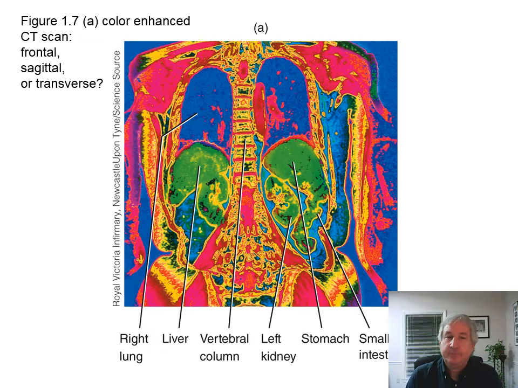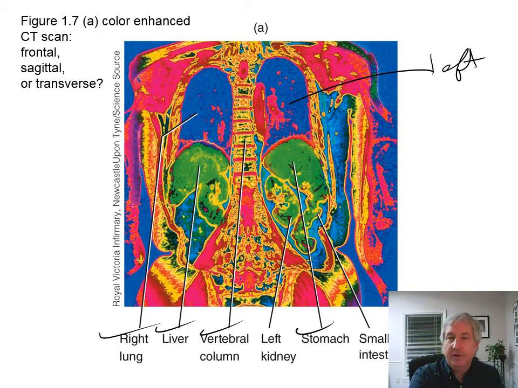Okay, next slide. Here are some pictures out of the other book showing a CT scan that is color enhanced. They just added colors to all these different things, showing the stomach, liver, vertebral column, right lung is there, left lung would be here. And some small intestine showing up here. That's what this squiggly little bit is. And then a left kidney right here. So this would be a right kidney here. That's right.